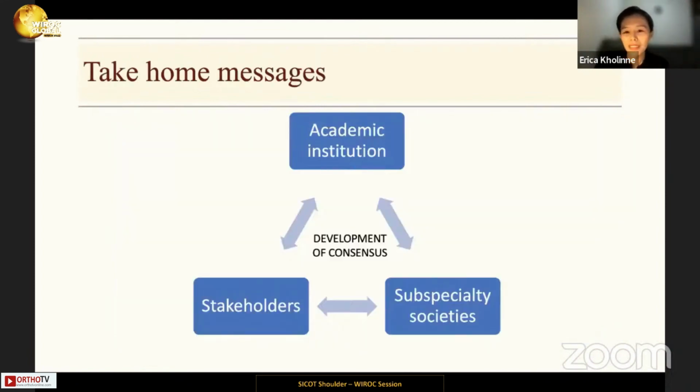The take-home message is that we should involve academic institutions and subspecialty societies as the logical groups, and bring the relevant stakeholders together to develop such a consensus for discussion, ratification, and validation of this topic.